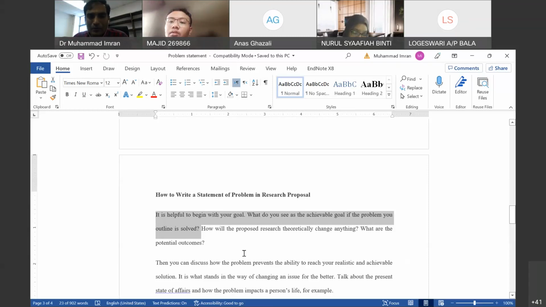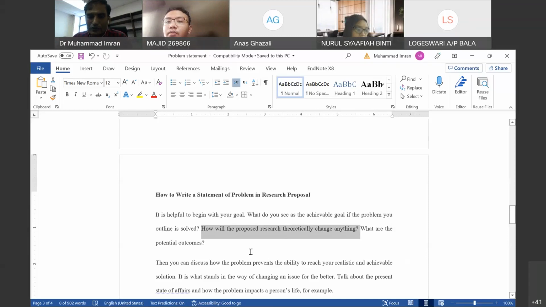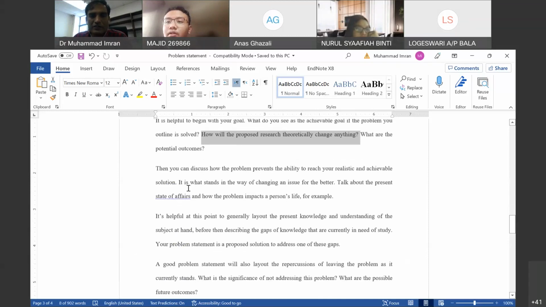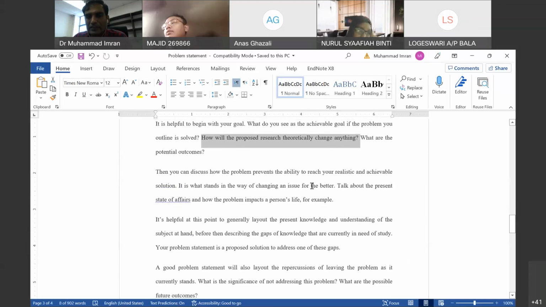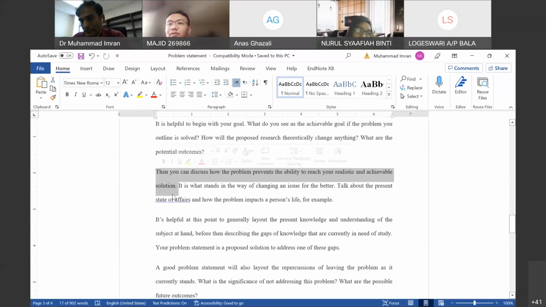So how will the proposed research theoretically change anything? This is the theory. I already told you about theory. And what are the potential outcomes? Then you discuss how the problem prevents the ability to reach your realistic and achievable solution. Realistic, see, I just gave you an example. It is what stands in the way of changing issues for the better. Talk about the present state of affairs and how the problem impacts personal life, for example.